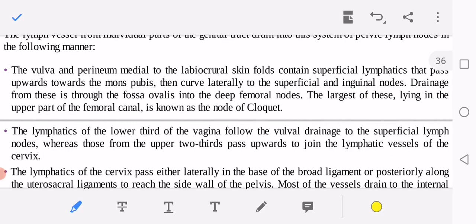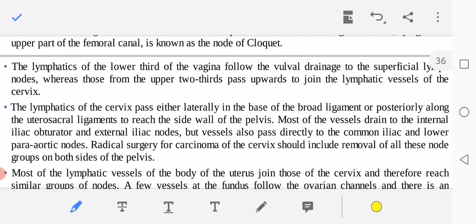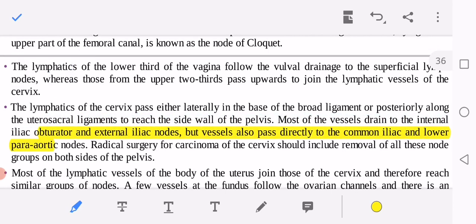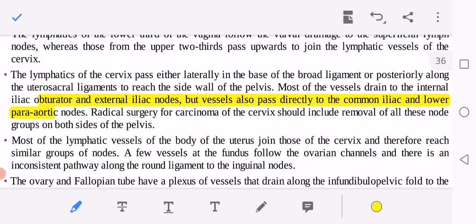the deep femoral nodes, the largest of these lying in the upper part of the femoral canal known as the node of Cloquet. The lymphatics of the lower third of the vagina follow the vulval drainage to the superficial lymph nodes. From these, the upper two-thirds pass upwards to join the lymphatic vessels of the cervix.